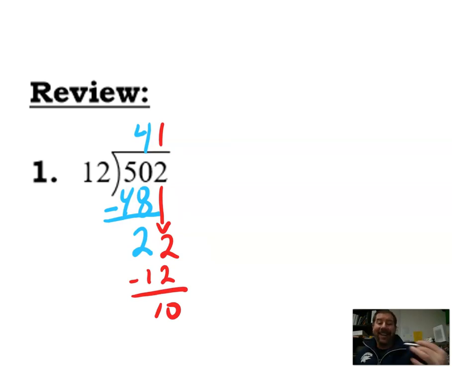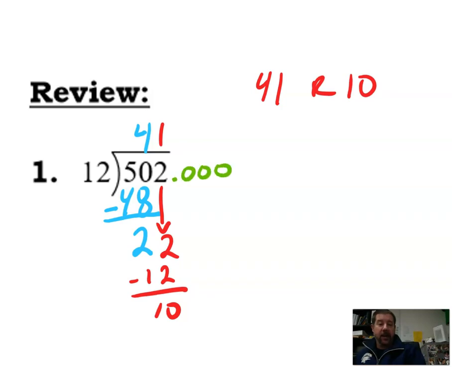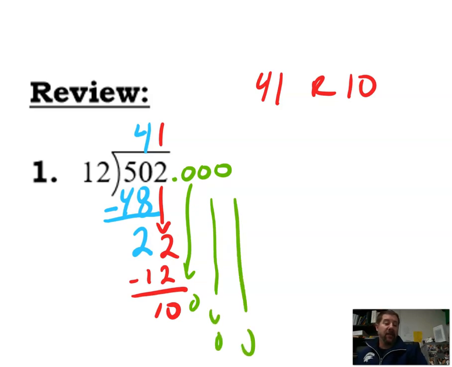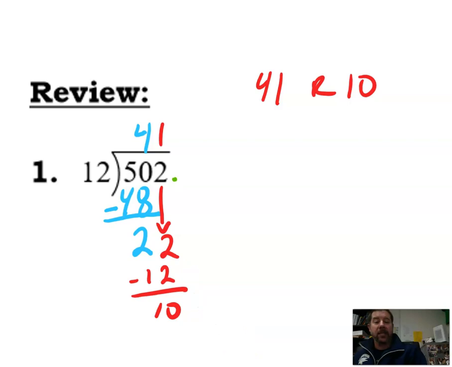And now, it's just how do we write this answer? Back in the old days, we would say, hey, 41 remainder 10. Remember those days? Those were good, huh? If you don't like that, as we got a little more sophisticated, we said you could add a decimal and some zeros, and you could just keep bringing down stuff until you don't have anything left over, or until you see a pattern emerge. That seems like a lot of work right now, so I don't want to do that, but that was another option we did back in the day in elementary school.